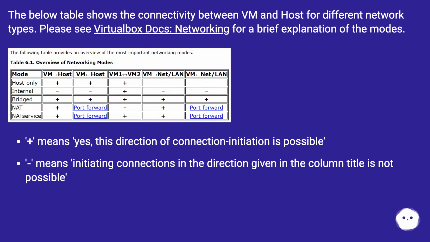The below table shows the connectivity between VM and host for different network types. Please see the VirtualBox docs, Networking, for a brief explanation of the modes. Plus means yes, this direction of connection initiation is possible. Dash means initiating connections in the direction given in the column title is not possible.